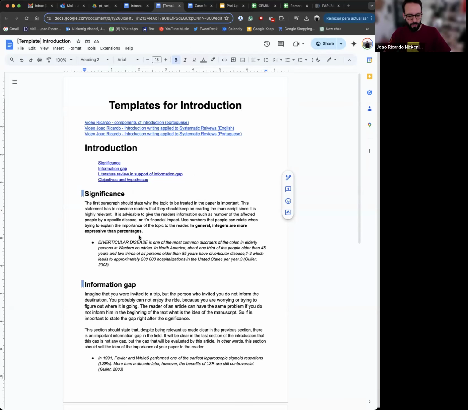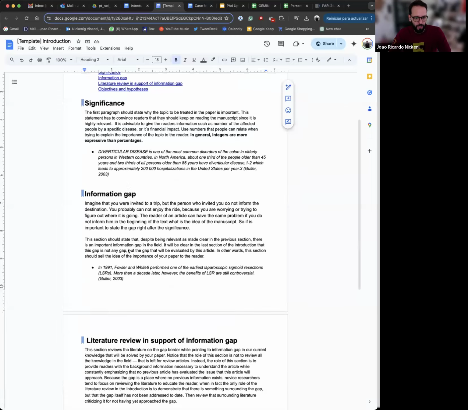And this is kind of how we want to make templates for introduction, templates for writing, but also templates for methods writing and templates for analysis. So here we have the structure of how we see the introduction.